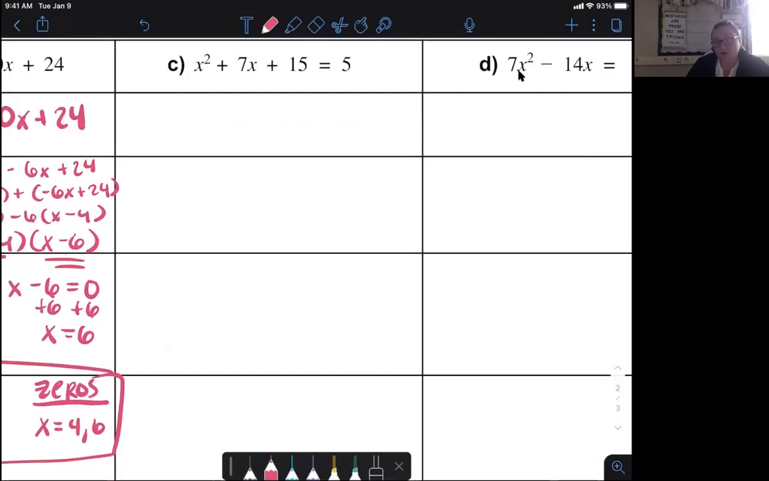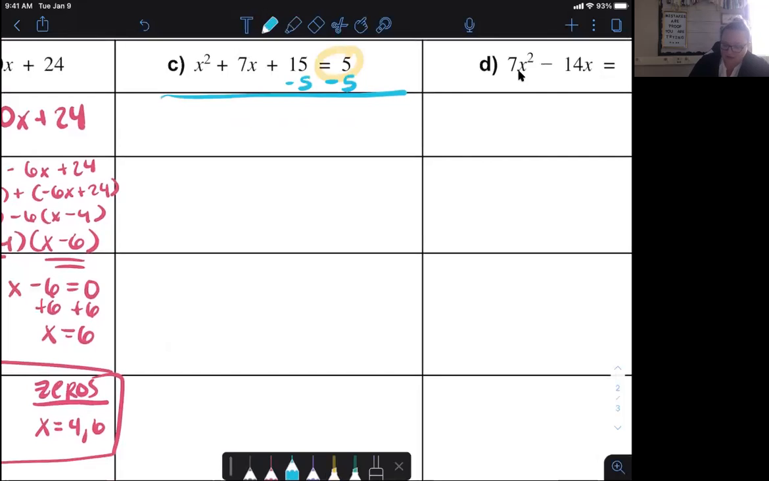In order to solve a quadratic equation, we need this to be equal to 0. Right now it's equal to 5. How can I change that? How can I make 5 become 0? Well, I'm sure you guessed it. We just subtract 5 from both sides.